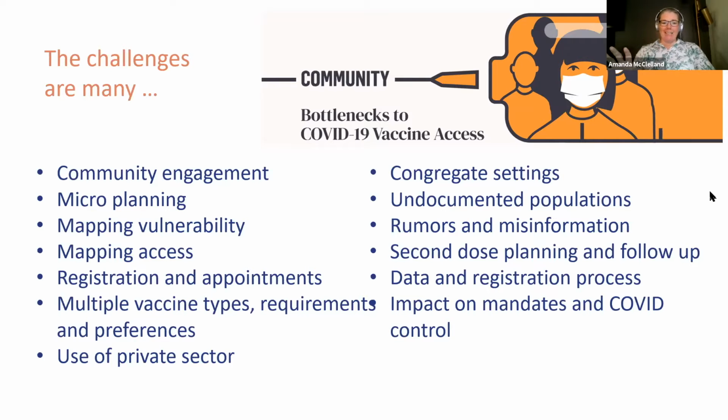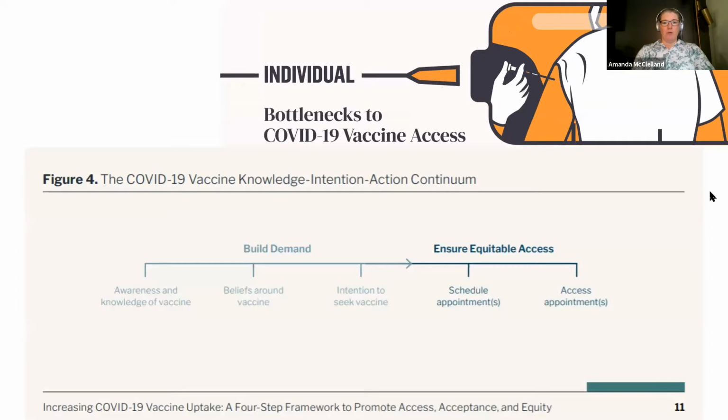How do you manage those rumors and misinformation? How do you map access and make sure that you're managing multiple vaccine types and requirements, whether there's potential to use the private sector? Teams, again, have some experience in doing this for other vaccines, but the peculiarity of COVID increases those number of challenges and really means that we need to focus on how do we help individuals go from understanding knowledge about vaccines, belief around those vaccines, increase the intention to seek that vaccine, and then manage the logistics of scheduling an appointment, or at least knowing where to get the vaccine.